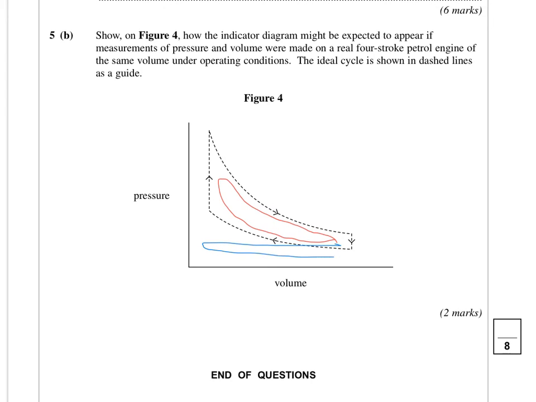this process going on here. So what we've got is it goes round here, and then it goes through this exhaust and intake process, which has area as well, which represents lost energy in there. Okay, so that is this question paper complete.